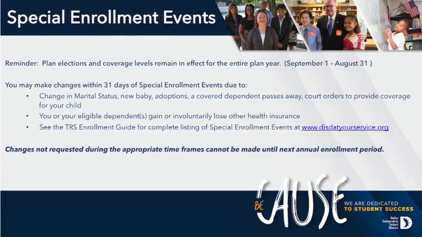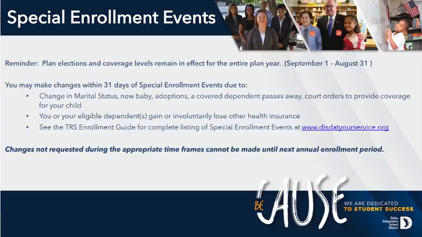As a reminder, the benefits you elect will remain in place for the duration of the plan year unless you experience a special enrollment event such as a loss of other group coverage or a gain of a new dependent such as a birth, adoption, or marriage or divorce. You have 31 days to make any changes to your elections, and the changes will be effective the first of the month following the date of the event.